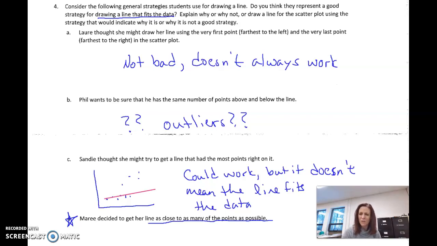Okay, and sometimes it takes a few tries. You're gonna draw a line, you're like, that's not quite it, and you're gonna draw another line. Okay, but the best advice I can give you in drawing a line of best fit is to try to get it as close to as many points as possible.